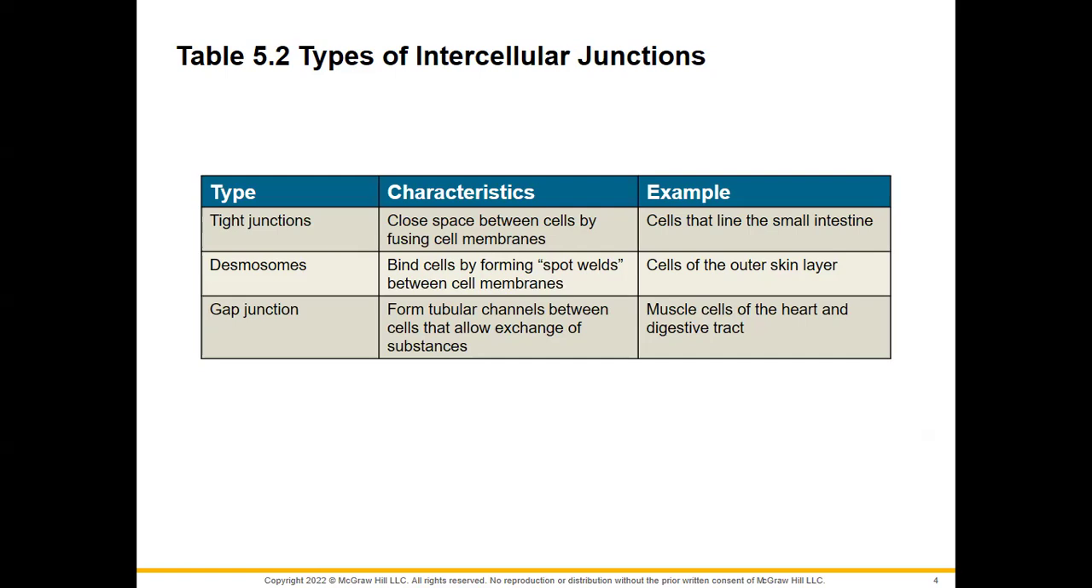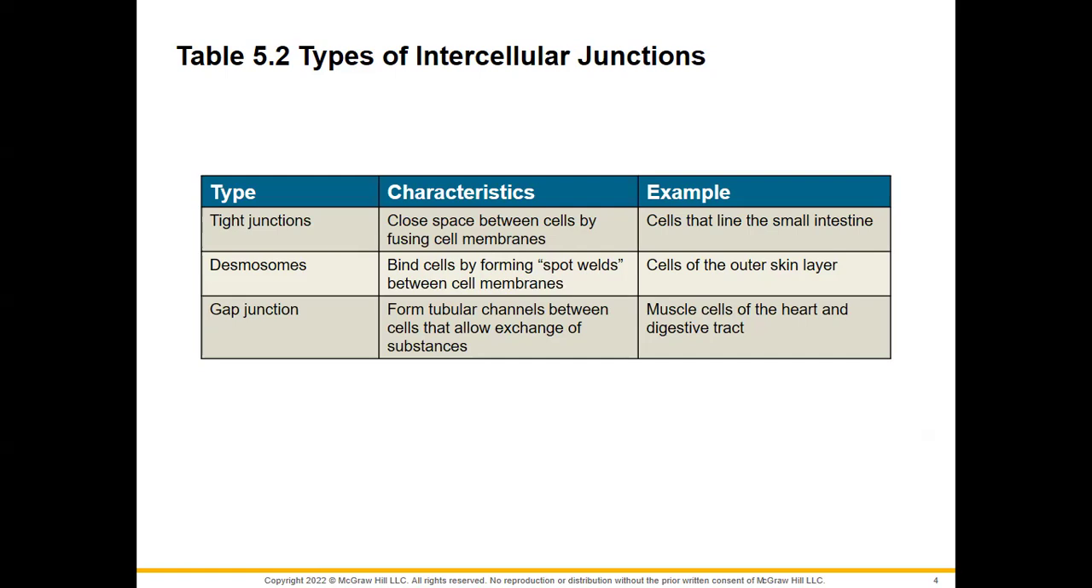Examples of these tight junctions are going to be the cells that make up the small intestine. So once food goes from your mouth, continues down the digestive system, and goes into your small intestine, those cells are not going to be able to come apart because they are so tight together.